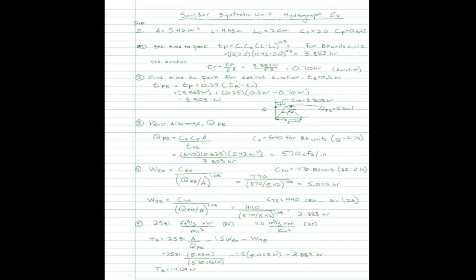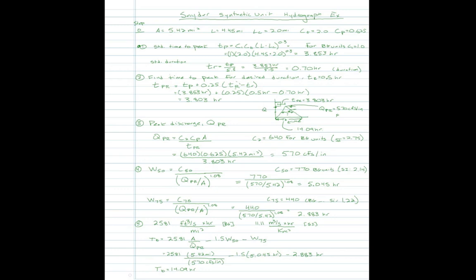So with that, we're able to know both the peak flow rate was Q sub PR 570 CFS per inch, and then that base time was 14.09 hours. Remember that a unit hydrograph is specific to a certain watershed, and so it's just this watershed where an inch of rainfall excess would give this peak flow rate, and where the base time would be 14.09 hours.